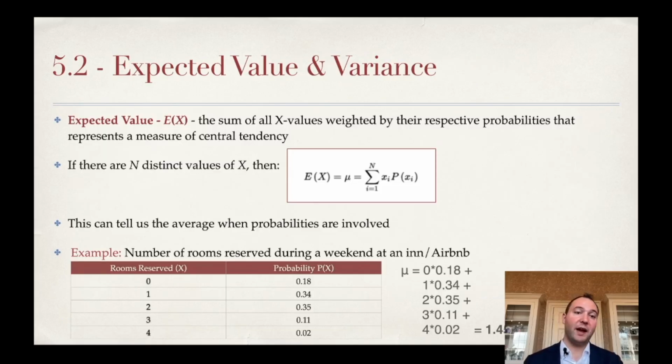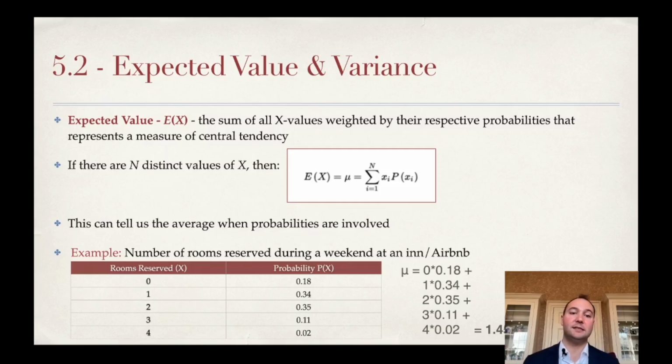Let's talk about expected value. Expected value is the sum of all x values weighted by their respective probabilities that represents a measure of central tendency. Because each x value in your sample space has a different probability, if we weight the x value with the expected probabilities, then we'll get what we can use as a measure of central tendency.